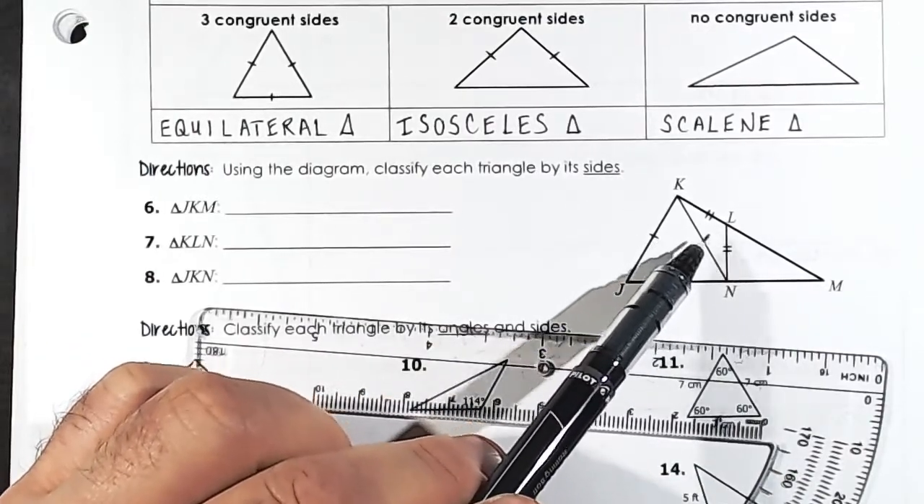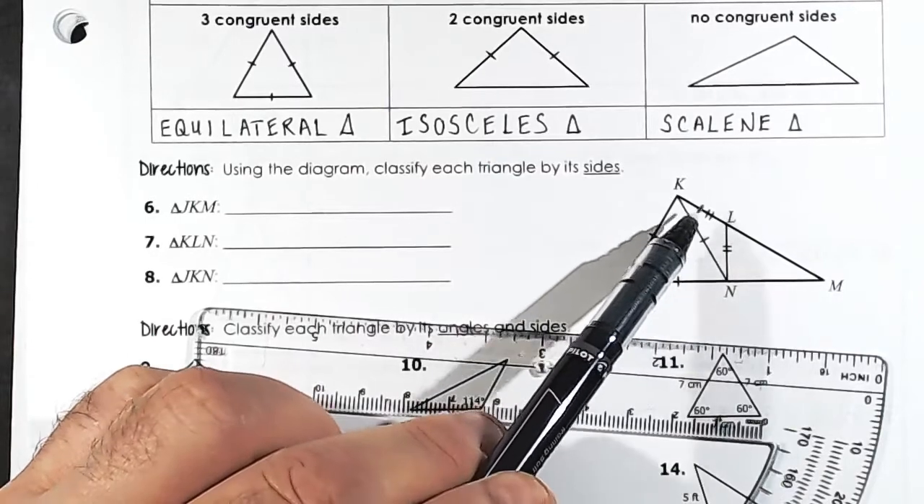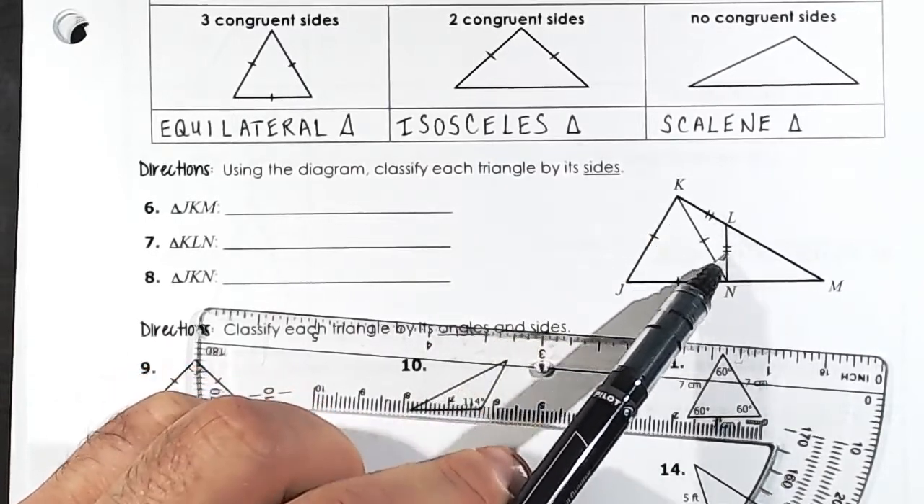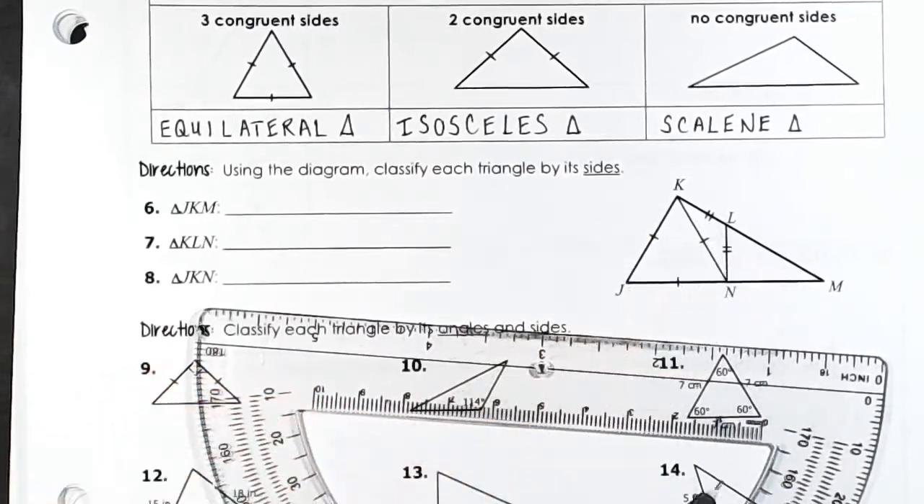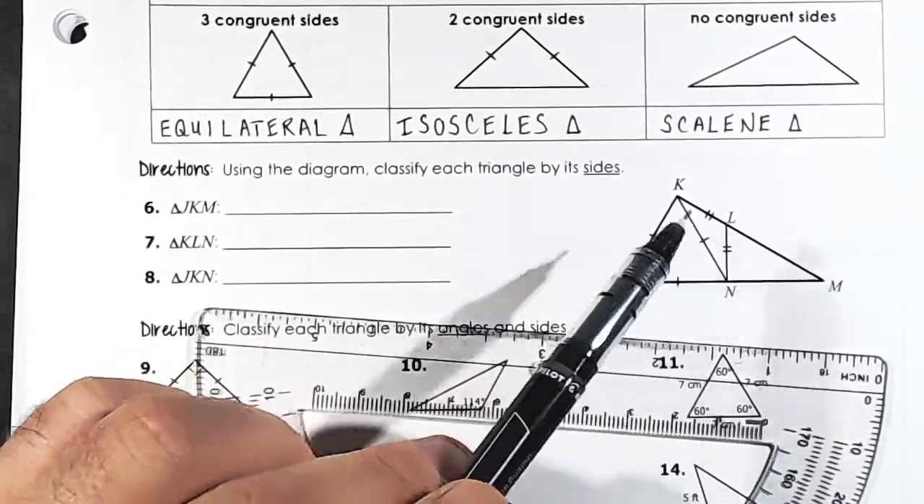Here, this triangle, KLN, has two sides. See these two dash marks? They indicate that these two sides are the same. So this would be a little isosceles triangle right here.